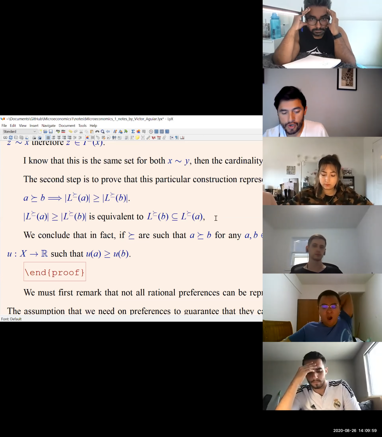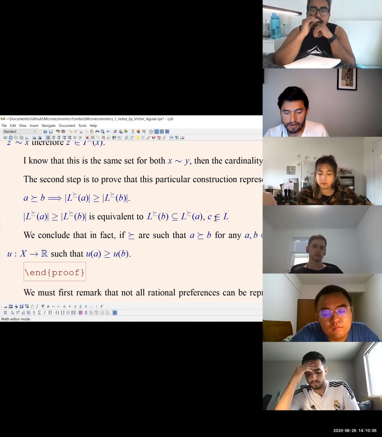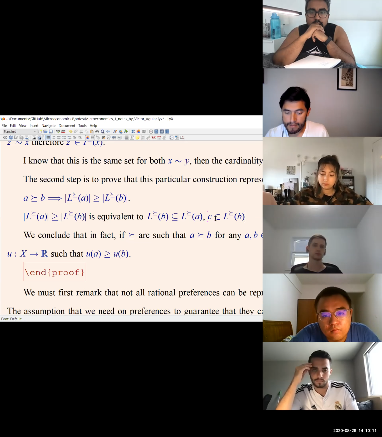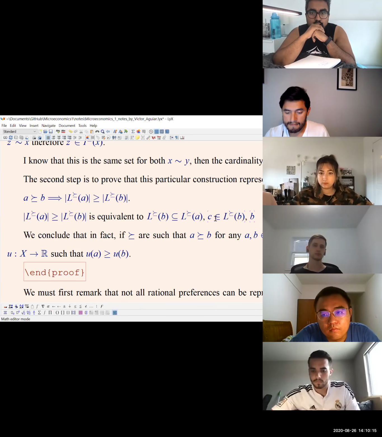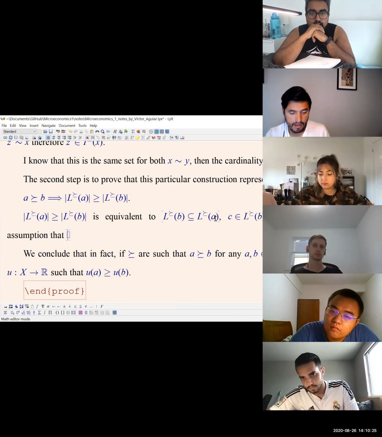So in order to show this, I'm going to use transitivity. So start with an object C in the lower contour set of B. Okay? This means, of course, that B dominates C. I also know, by assumption, that A is preferred to B, okay?